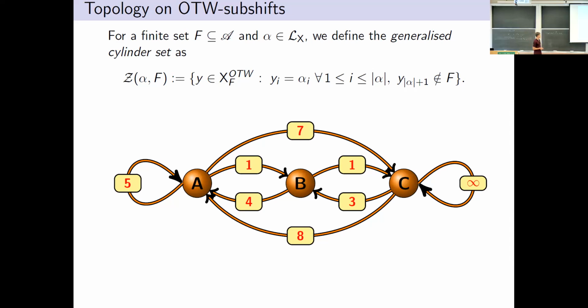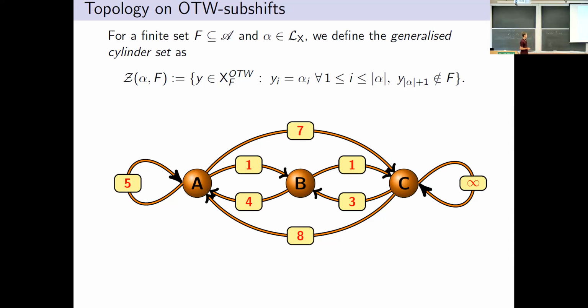And if I want to get a neighborhood of it, I can pick some edges that I don't like, departing from C here. Say 3 and 8, if I don't like 3 and 8. So a generalized cylinder set would be all sequences in the subshift that start with 1 and just follow by this. Well, this infinity here represents infinitely many edges. So follow by this loop there. Okay.